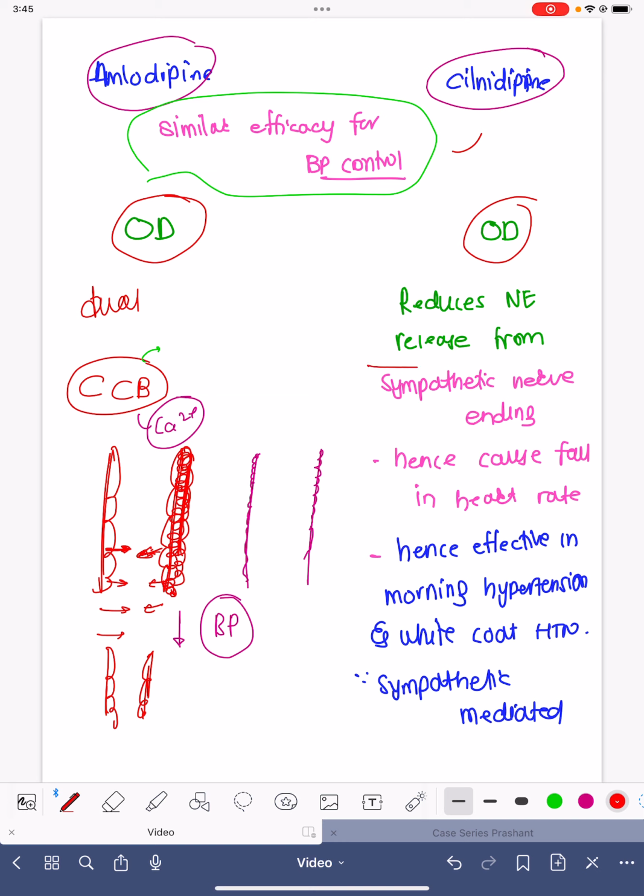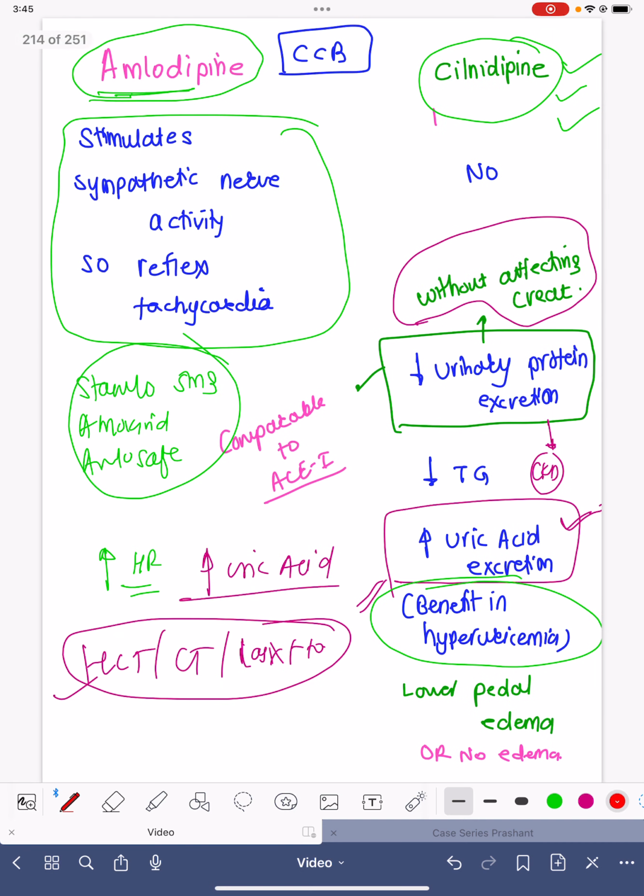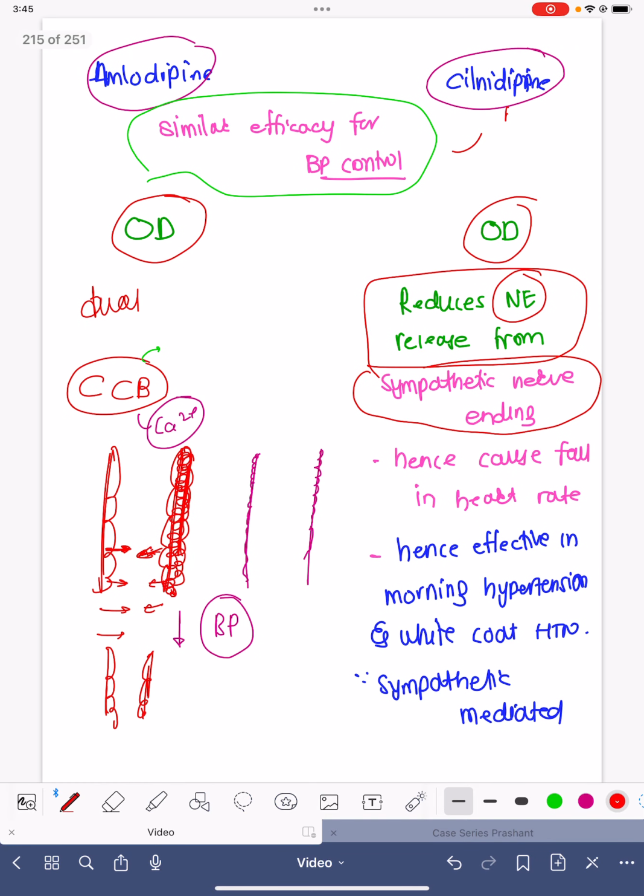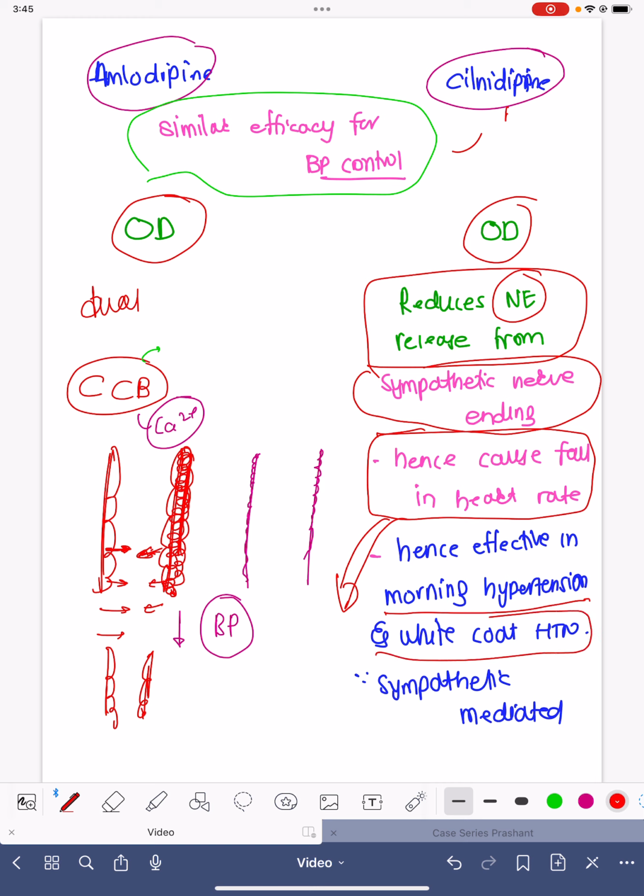The reason behind the reduction in the heart rate is that cilnidipine reduces the norepinephrine release from the sympathetic nerve endings, whereas amlodipine actually increases the sympathetic nerve activity, and then it causes tachycardia. So, to reduce the heart rate, cilnidipine is better because amlodipine causes an increase in the heart rate. Cilnidipine is effective in morning hypertension as well as white coat hypertension.